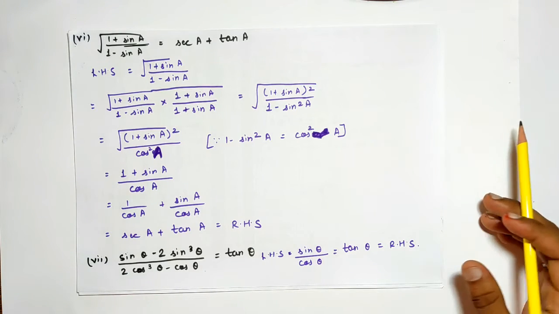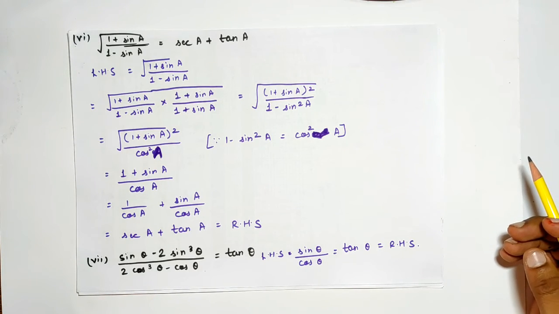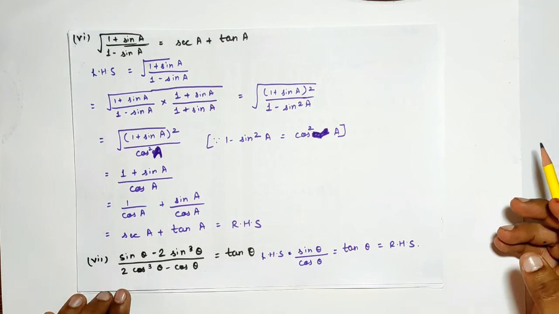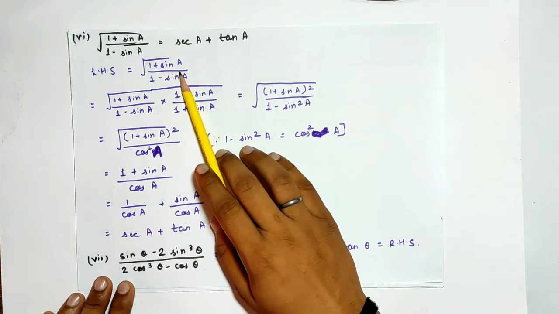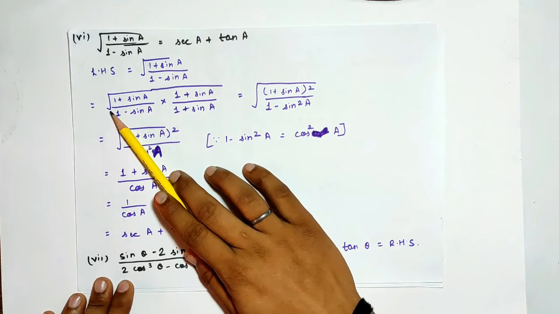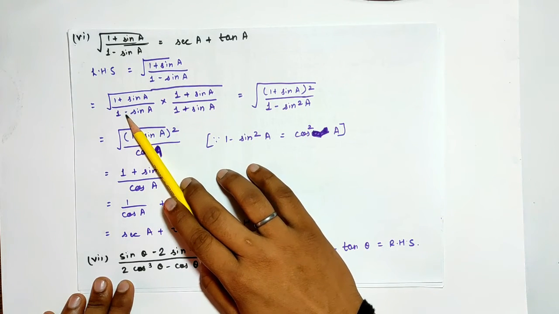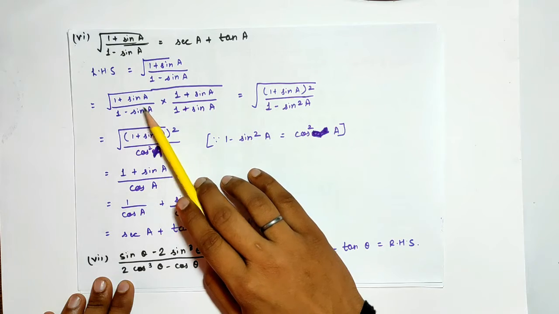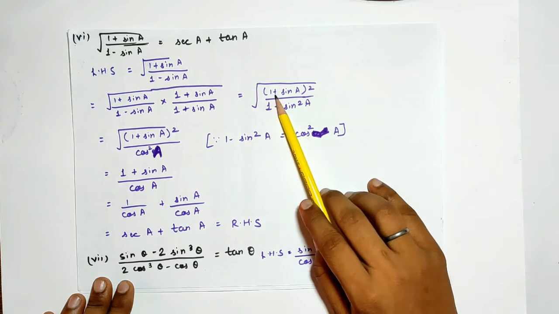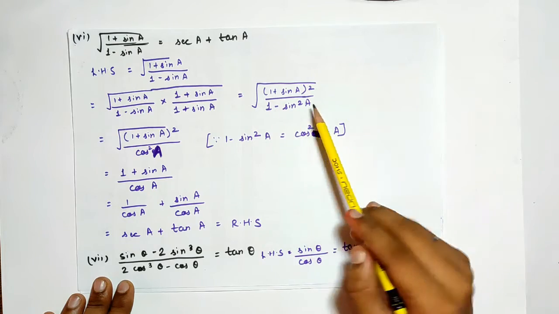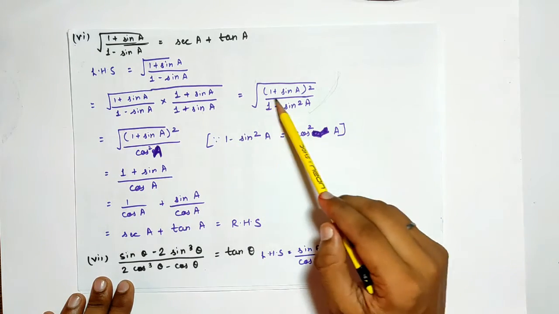Now let's come to the sixth part of the same question, that is (1 plus sin A) upon (1 minus sin A) is equal to sec A plus tan A. LHS is (1 plus sin A) upon (1 minus sin A) into (1 plus sin A) upon (1 plus sin A), which is equal to (1 plus sin A) square upon (1 minus sin square A). So after solving this we get this.